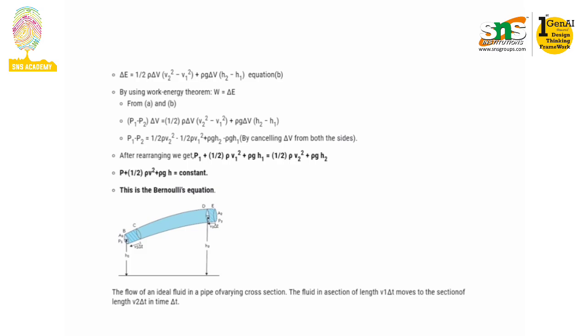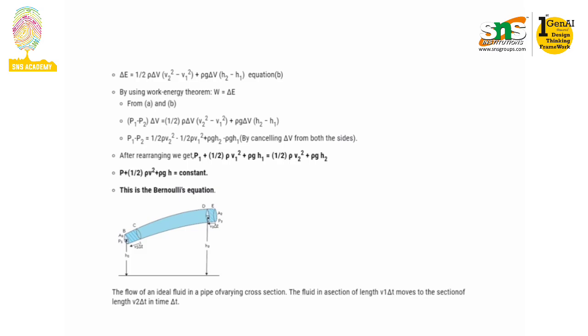So W1 minus W2. By the equation of continuity we already know that volume in is equal to volume out, so AV is equal to constant. Thus P1 A1 V1 del T minus P2 A2 V2 del T, where A1 V1 del T is equal to P1 del V and A2 V2 del T is equal to P2 del V. Therefore the work done is P1 minus P2 times del V.